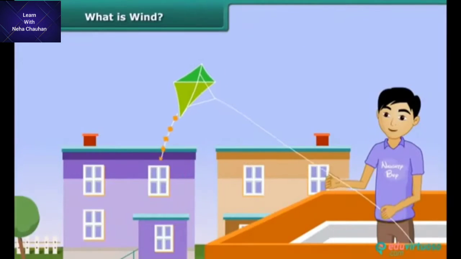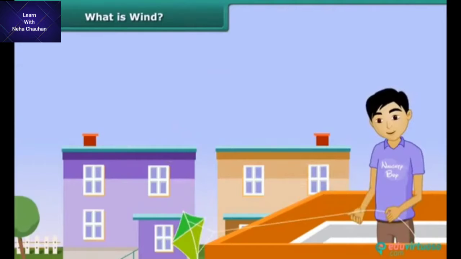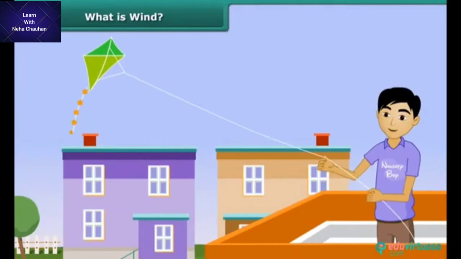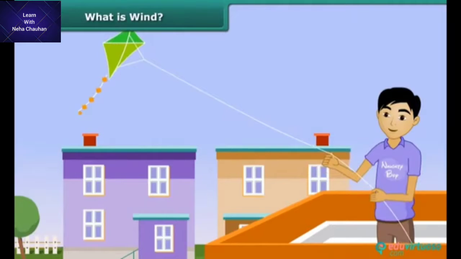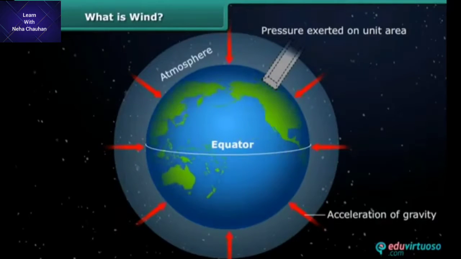If you try to fly a kite but the kite is not flying, what will you do? It's very simple. You will fly the kite in the direction of air. Moving air helps the kite to fly. We call this moving air as wind. Now a question arises, how does air move? And the answer to the question is, it is caused due to the difference in air pressure within the atmosphere.